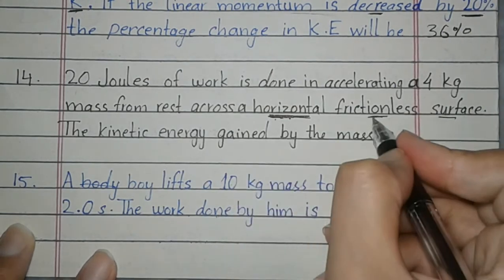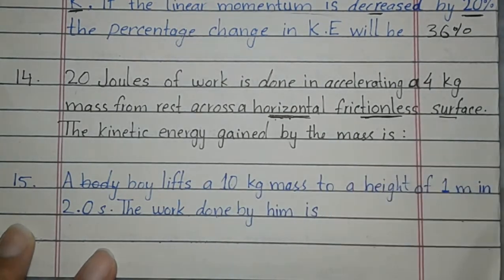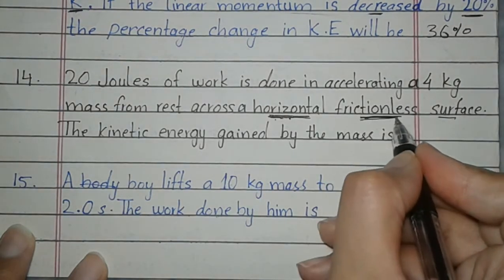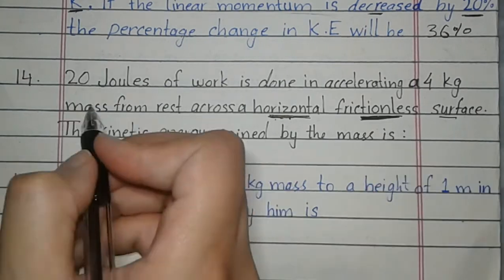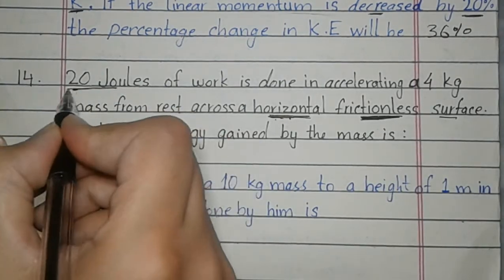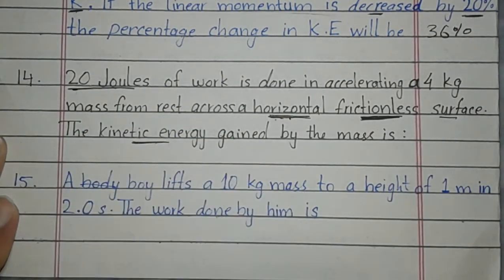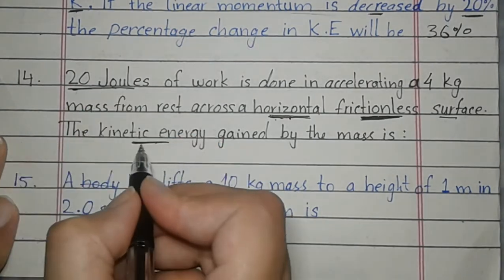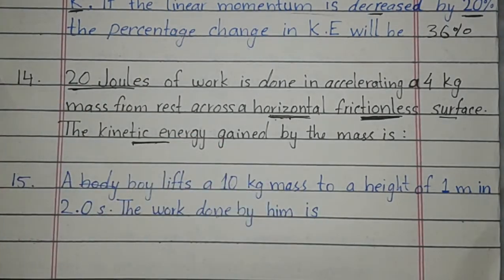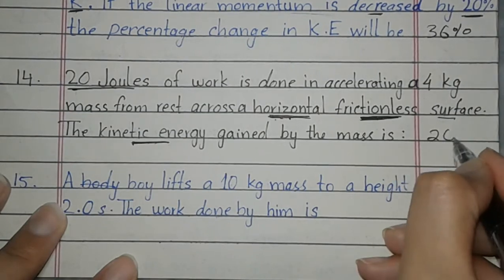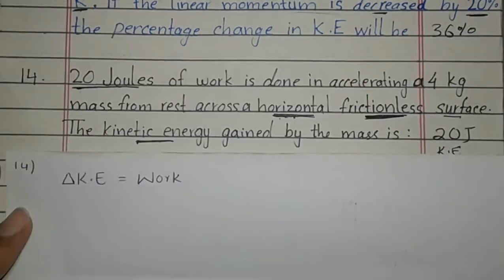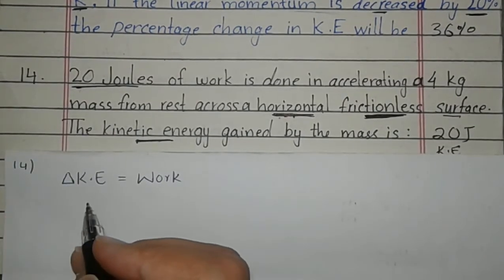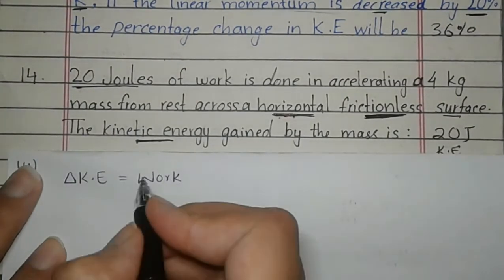And a frictionless surface means that no work is converted into heat. So it means that the whole work is converted into kinetic energy. Whole 20 joule work is converted into kinetic energy. So the answer will be 20 joule kinetic energy. And here we use the work energy principle. It states that the change in kinetic energy is equal to work.